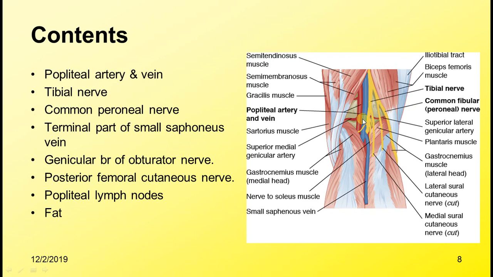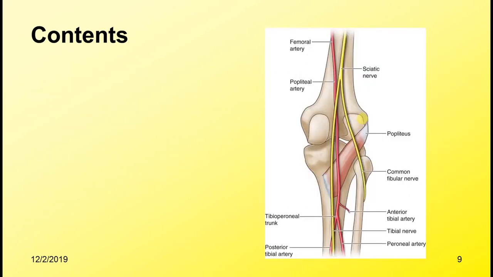And did you notice that fat is also a genuine content? In most of the fossas you come across, you see fat, because fat is a loose packing material. Since it is a hollow space or fossa, naturally apart from the structures occupying the main part of the fossa, all the remaining spaces have to be filled with fat. Only then does it prevent any mechanical injury during movements to the major structures in the fossa.